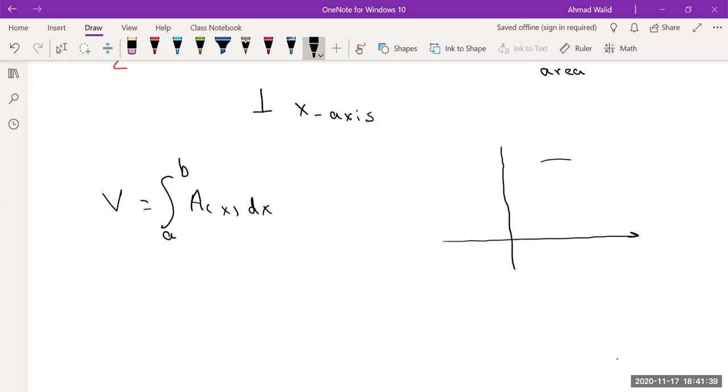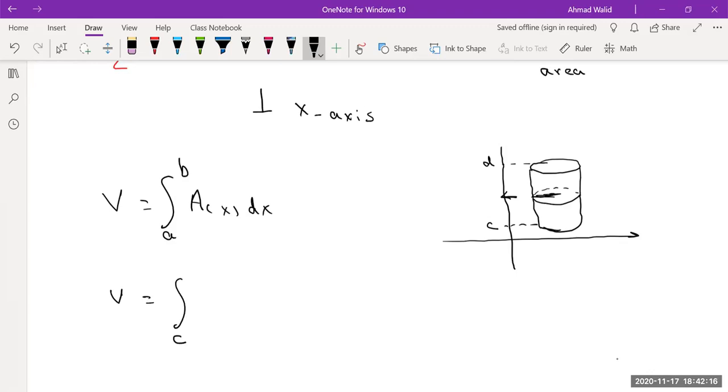If I draw here a cylinder for you, I'm trying to draw it good. And this is my cross section, correct? And this is my bounds. Let's name it, for example, from C to D. Here you see your cross section is actually perpendicular to the Y, not to the X, correct? Then when you set up your integral, you should set it this way.